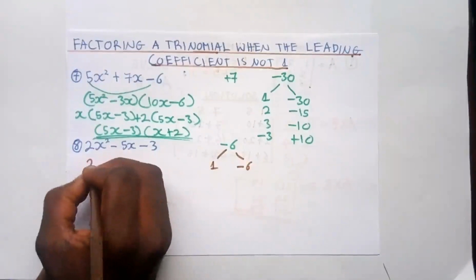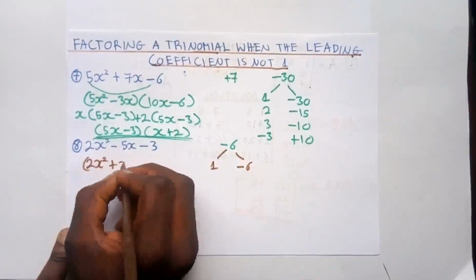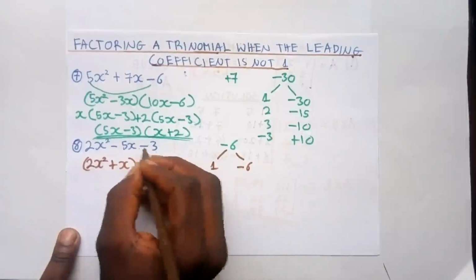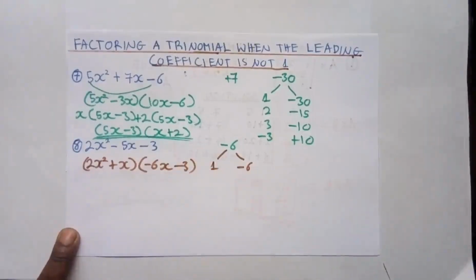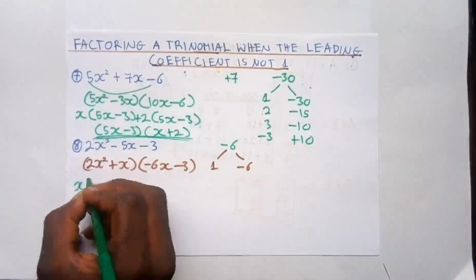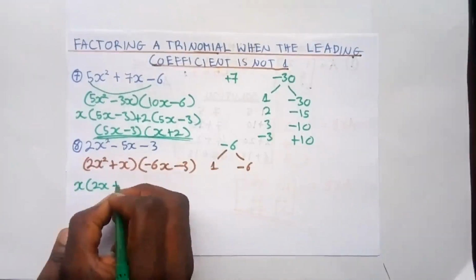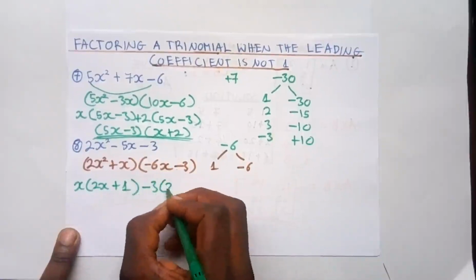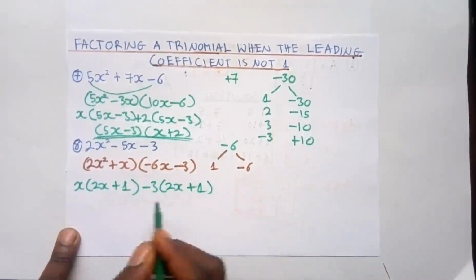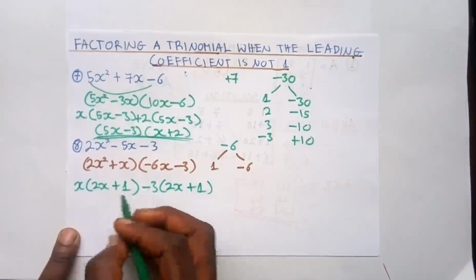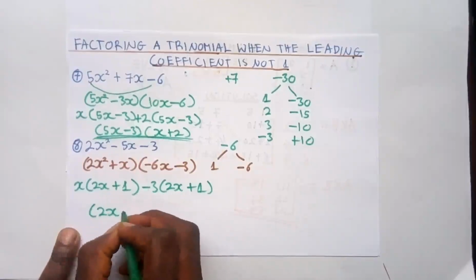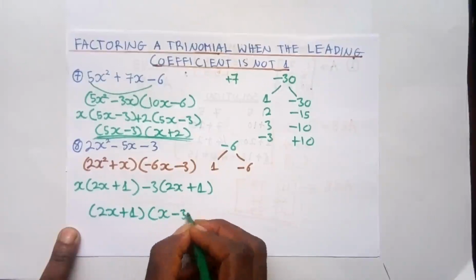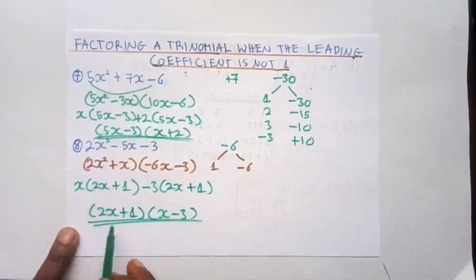So this becomes 2x squared plus x, that is plus 1x, minus 6x minus 3. Factor this, so you can bring out x here, remaining 2x plus 1. And here you can bring out minus 3, remaining 2x plus 1. So this part is equal to this part. They have the same factor, so just take 1. 2x plus 1 and x minus 3. So when you factor this, you are going to have this as the answer.